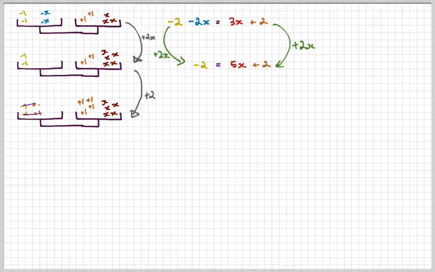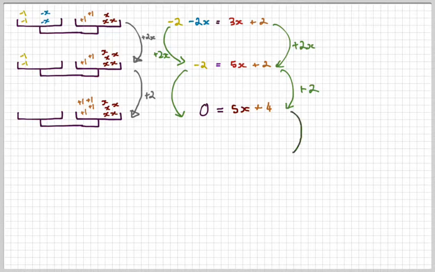Okay? If we're going to write this situation, we could write it as an equation. So what have we done? We've added 2 to both sides. The right-hand side becomes 5x plus 4. You can see that from the scales. And the left-hand side, well, there's nothing there, so you write 0.